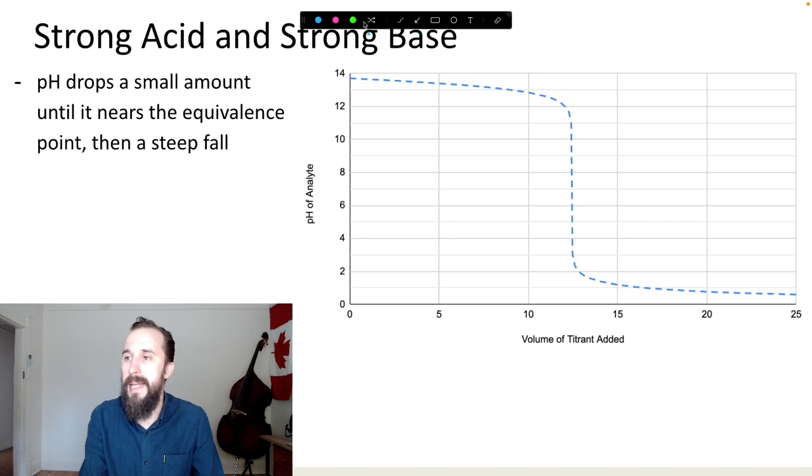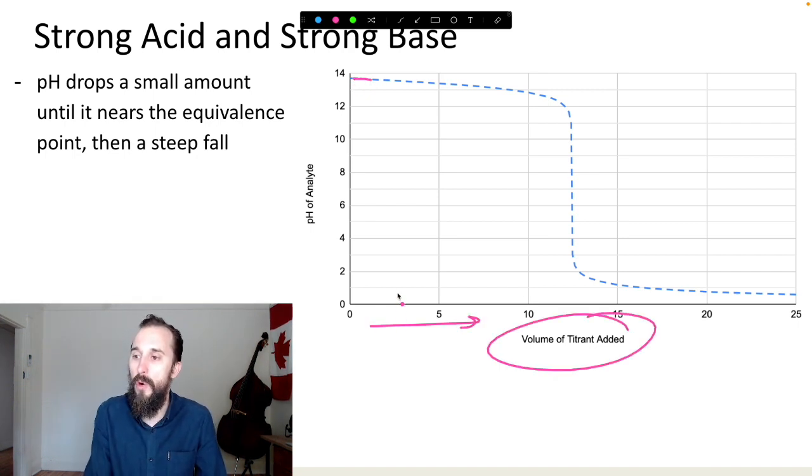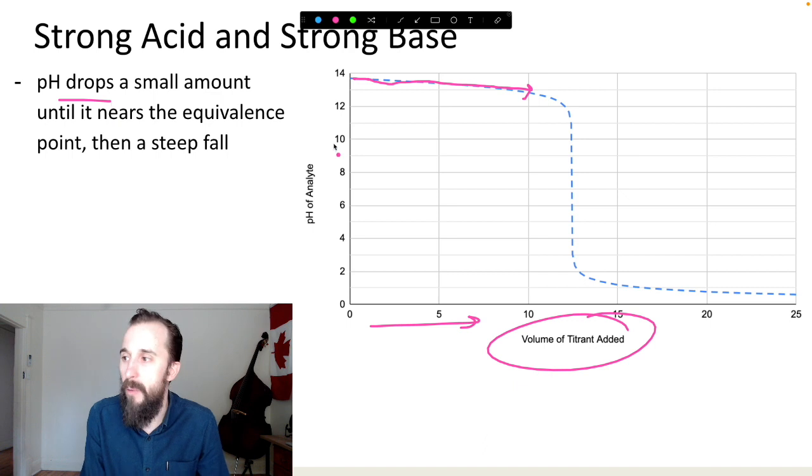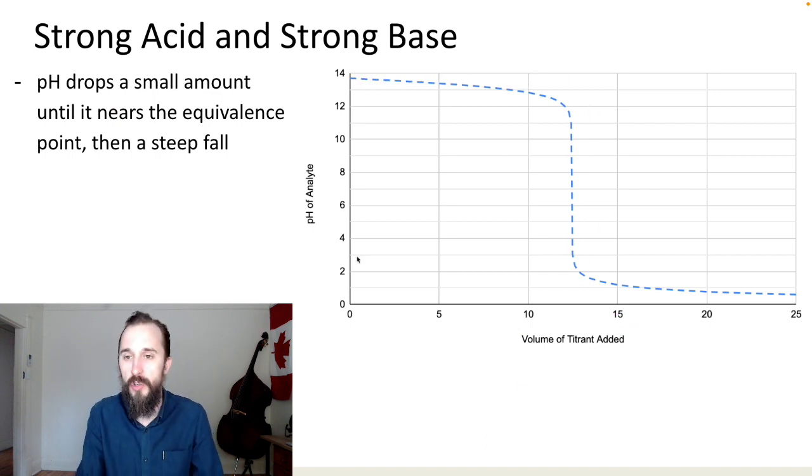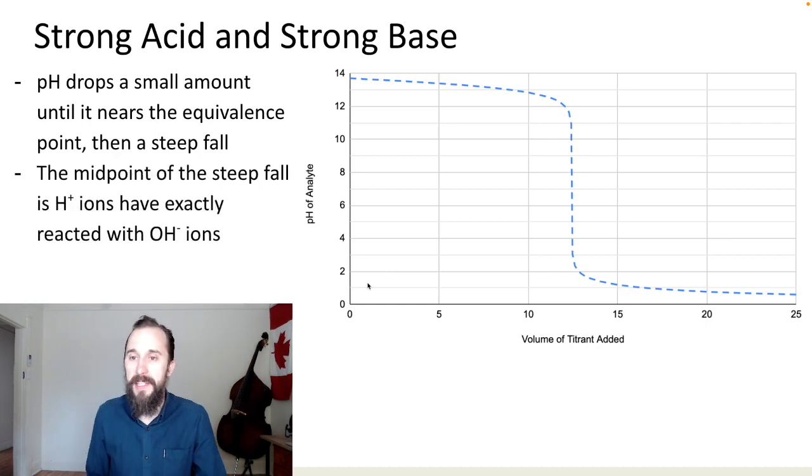So let's have a look. As I'm adding my acid to my base, we have volume of titrant added. As I'm adding more and more, little by little, I'm measuring the pH. We have a small pH drop, but once we reach this equivalence point, we can definitely see there's a huge drop off there. Then a steep fall.